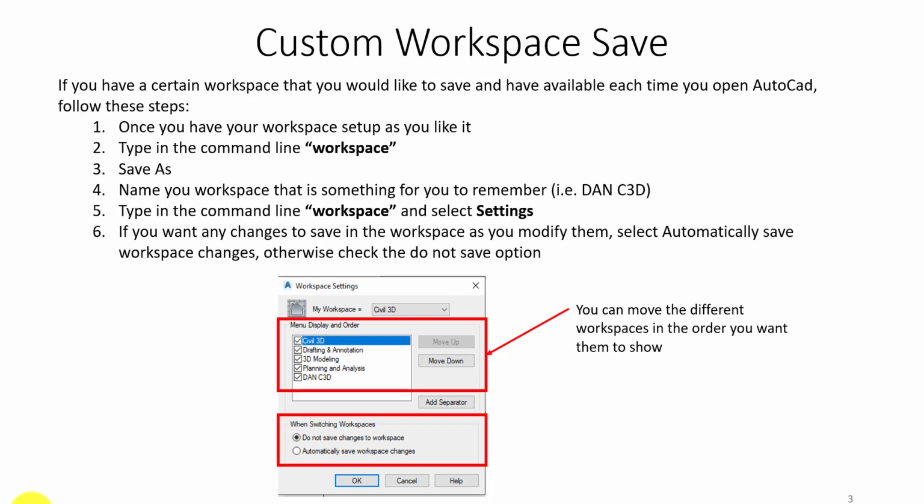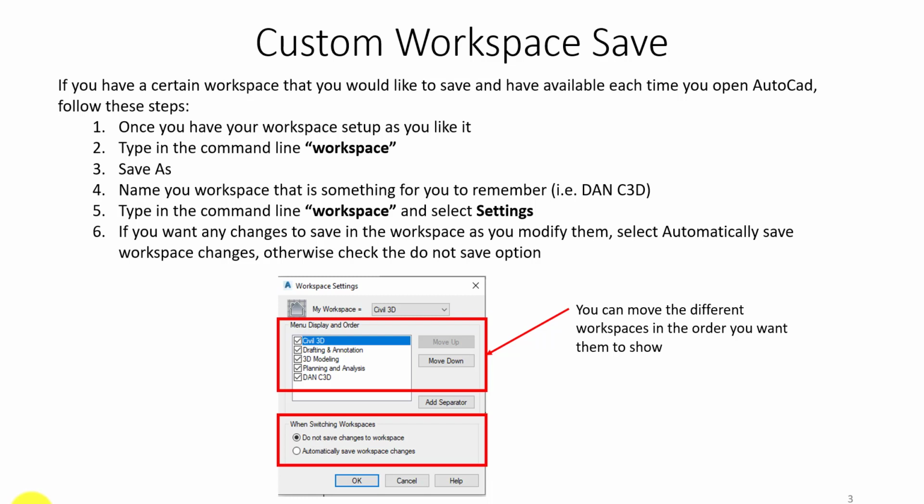So once you have your workspace set up the way you like it, you type in the command line workspace, go ahead and hit save as, and then name the workspace whatever you want to name it. In this case, I'm just going to call it Dan Civil 3D. Then type in the command line workspace and then select settings. You'll see the window pop up, and this way you can select which ones you want shown in your workspace.